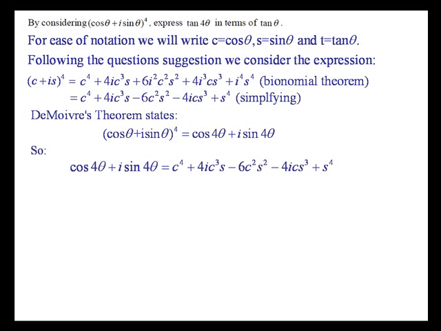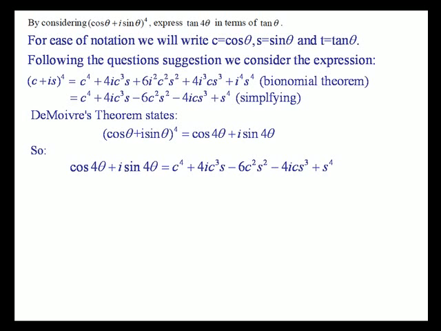We get cos 4 theta + i sin 4 theta is equal to cos^4 theta + 4i cos^3 theta sin theta - 6 cos^2 theta sin^2 theta - 4i cos theta sin^3 theta + sin^4 theta.